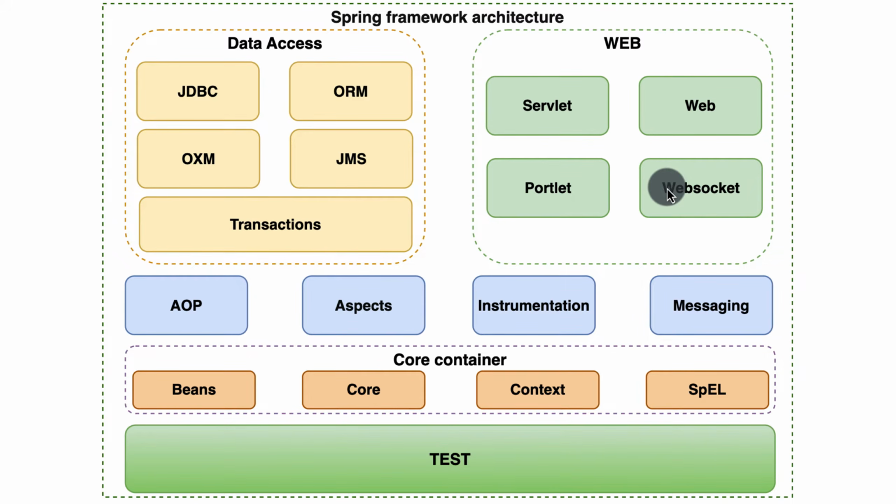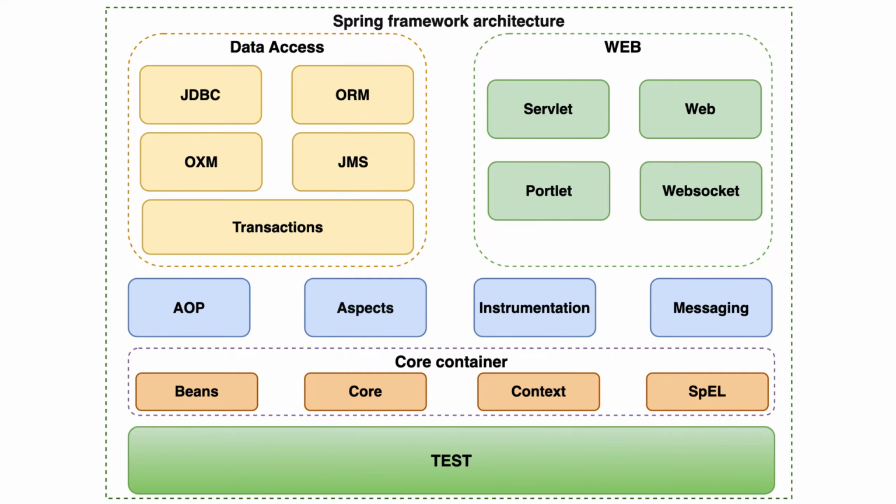The AOP module, which stands for Aspect-Oriented Programming, provides a powerful mechanism for modularizing cross-cutting concerns in a Spring application. Cross-cutting concerns are those that span multiple components and can be factored out of the core logic of the application. AOP allows developers to define these concerns as aspects and apply them to multiple components in a consistent and transparent way.